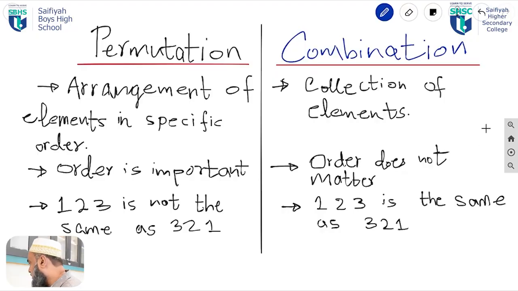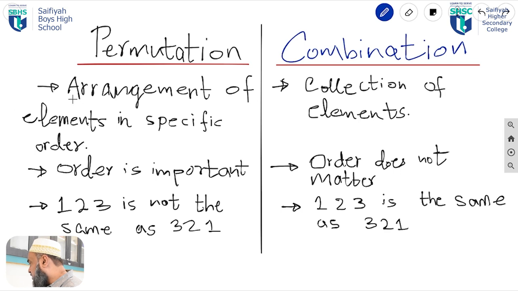So students, permutation and combination are two different topics of mathematics, but they can be related to each other. Permutation is nothing but arrangement of elements in a specific order, while combination is collection of elements. The main difference between permutation and combination is of order. In permutation, order is very important, while in combination, order does not matter at all.